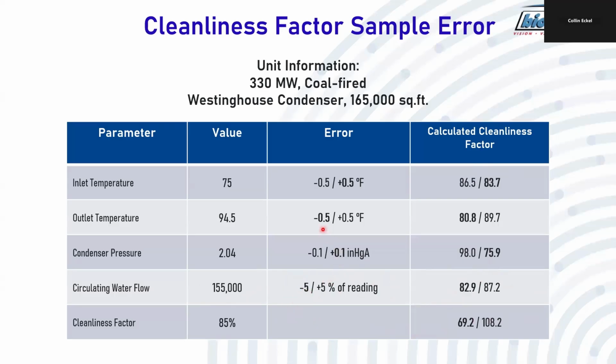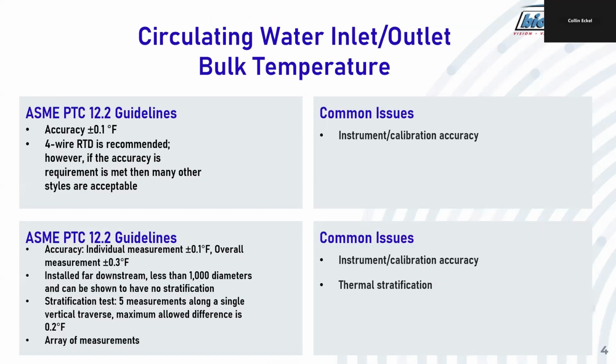Now this last row is where I picked the worst error for each of the parameters, shown bolded for errors that will drive the cleanliness factor calculation down, and regular text for driving the cleanliness factor calculation up. So based on these worst case scenarios of error in these four primary measurements, you can get a cleanliness factor anywhere between 70% and 108%. The point of this exercise is to reinforce how important it is to keep your measurements as accurate as possible. So now let's get into the finer details with each measurement.